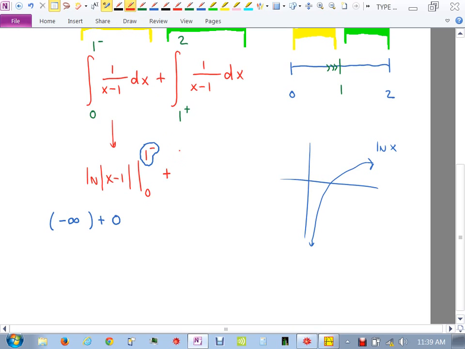Plus, let me see here. Same antiderivative. 1 from the right to 2. So plug in 2 first. What do you get? 2 minus 1 is 1. Natural log of 1, so we get 0. Minus, now plug in 1 from the right. That means numbers that are just a little bigger than 1, like 1.000001. Take 1 away from it, very small number. So it's still tiny. Natural log of a very tiny number is going where? Negative infinity still?